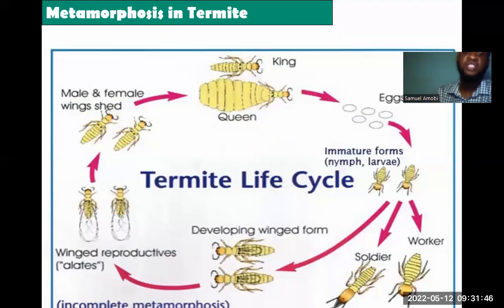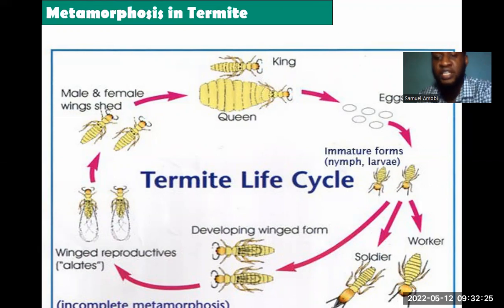Now let's look at the first one, which is the termites. Now let's count. We have the king stage, which is actually the adult stage. Okay. Now after the adult stage, we have the egg. So the adult lays the egg. That's stage 2. Now this egg turns to a nymph. That's stage 3. Now, if you look through, you see that there's no other metamorphosis. What you have there is all growth till it gets to the last part, which is the male and female wings shed. Okay. So meaning that termites undergo incomplete metamorphosis, because they go through 3 stages.